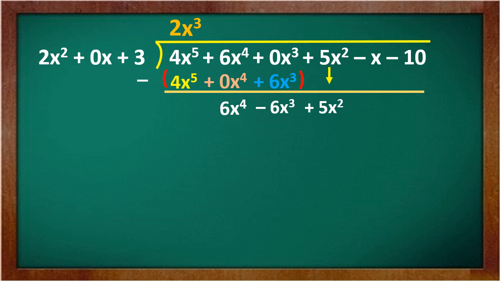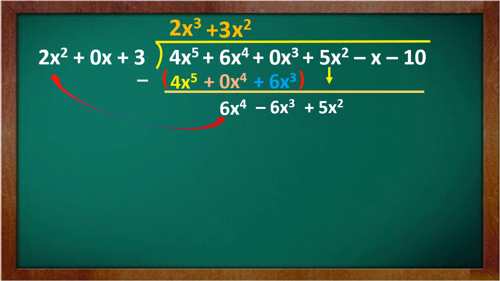And then divide the first term again to the first term of the divisor. 6 divided by 2, that is 3. x raised to 4 divided by x squared, subtract the exponent, that is x squared.